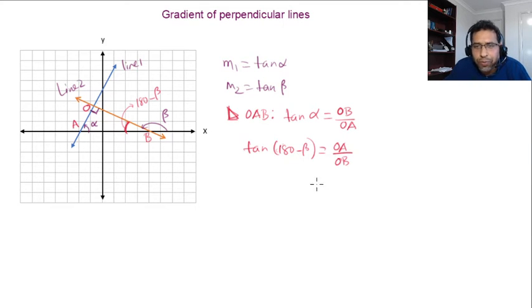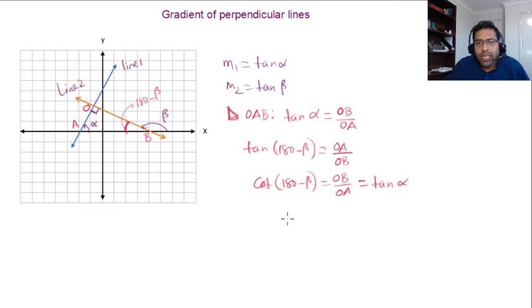Now you can see that OA over OB, and this is OB over OA, reciprocal, right? So if you reciprocate this one, it would be cot of 180 minus beta, which is equal to OB over OA, which is equal to tan alpha. So I am trying to relate alpha and beta, and you can see that it is coming now.